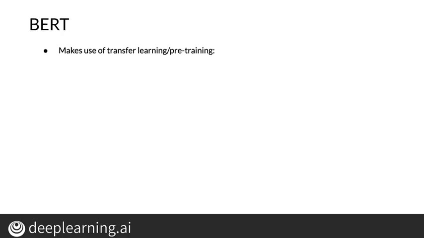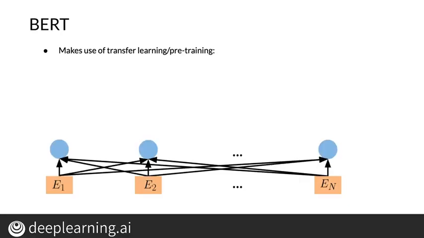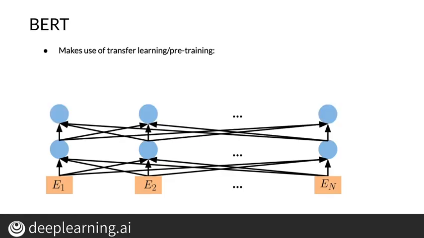So what is BERT? BERT is the bidirectional encoder representations from transformers, and it makes use of transfer learning and pre-training. So how does this work? It usually starts with some input embeddings, E1, E2, all the way to some number En. And then you go through some transformer blocks, as you can see here. Each blue circle is a transformer block, it goes up further and further, and then you get your T1, T2, Tn.